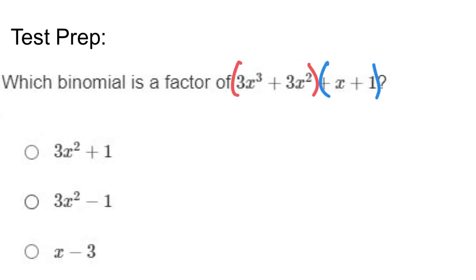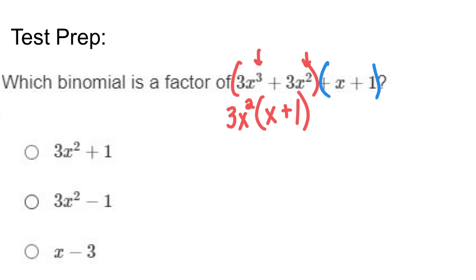So looking at the group I have in red, 3 and 3 share a common factor of 3, because 3 will divide into both of those, and they share some x's. We have 3 x's in the first one, 2 in the second one, which means they have 2 x's in common. 3x squared times x would make 3x to the third, and 3x squared times 1 would make 3x squared. Sorry, y'all.